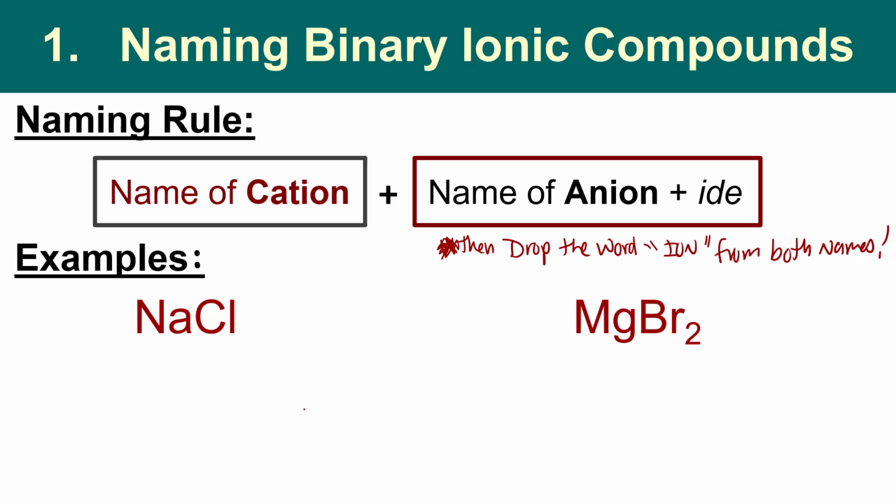The naming rule is pretty simple. What we do is we take the name of the cation and we follow that by the name of the anion, and then we drop the word ion from both names. So let's look at these examples here.